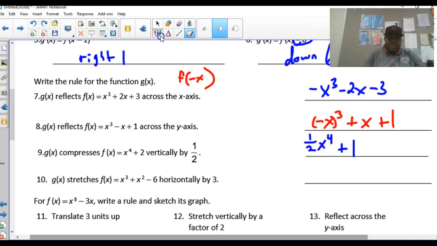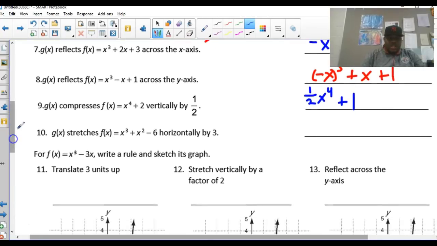For this next one here, number 10. G of x stretches f of x, x cubed plus x squared minus 6, horizontally by 3. So remember now you got to use the reciprocal rule. If we want to stretch it horizontally by 3, you have f of 1/3 x. That stretches this by 1/3.